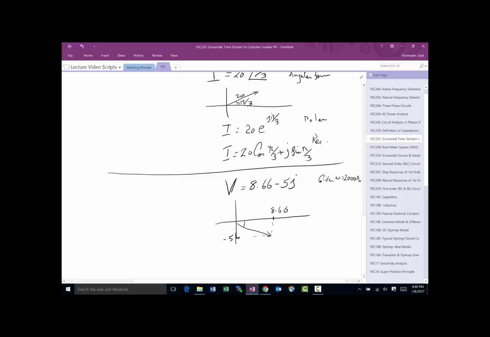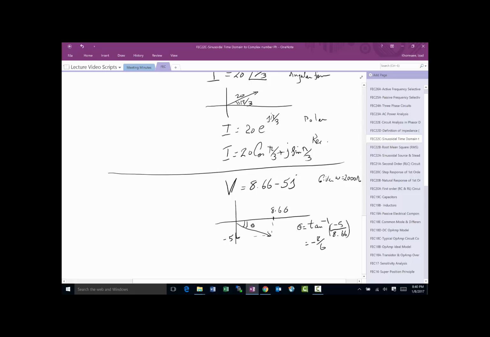Now I have to figure out what this angle is. From my trig days, I know that this angle, theta, is tangent inverse of the imaginary portion, which is minus 5. And this is arctangent, by the way. It's not 1 over tangent, it's arctangent, tangent inverse. Minus 5 over the real portion, so the front over the side, 8.66. If you plug this in, you'll find out this is equal to minus pi over 6.